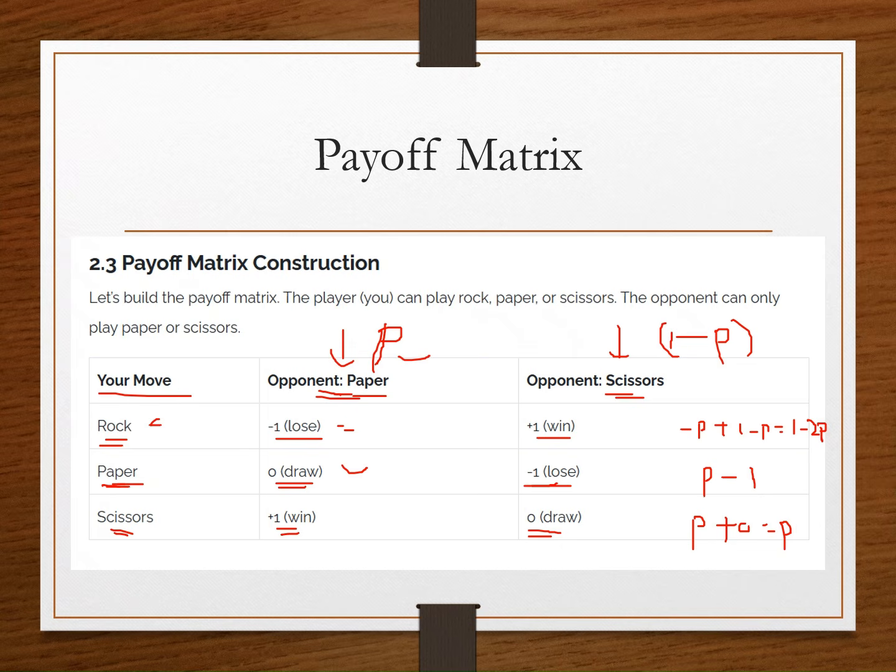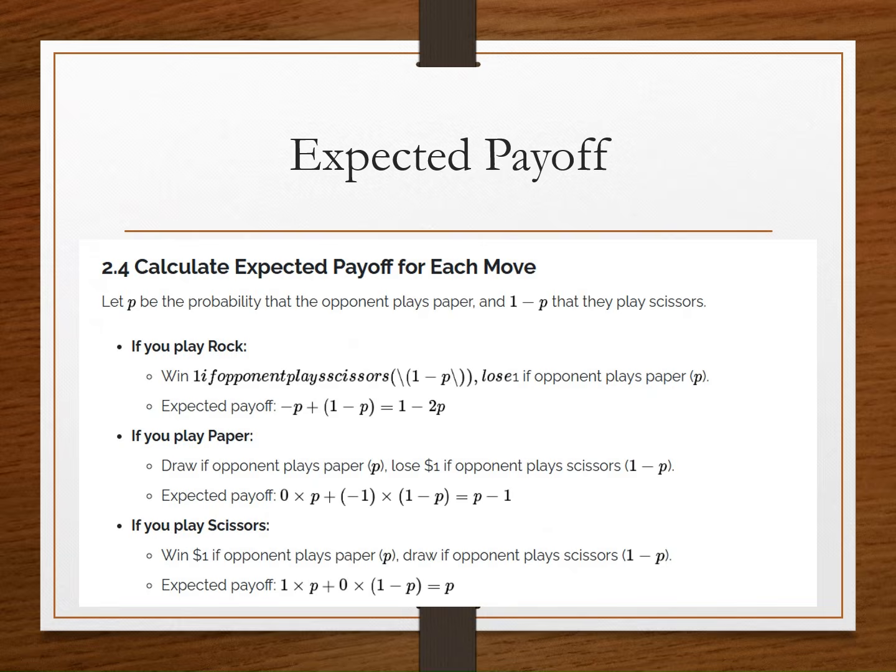So we have 1 minus 2P, P minus 1, and P for the expected payoff for each of the different scenarios. Now, what we need to do is estimate how this payoff varies based on different values of P. As we just saw, we already calculated the expected payoff for each move. When we play rock, the expected payoff was 1 minus 2P. When we played paper, the expected payoff was P minus 1. When we play scissors, the expected payoff was P.